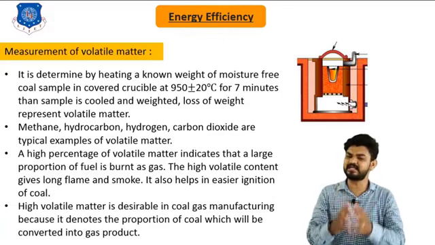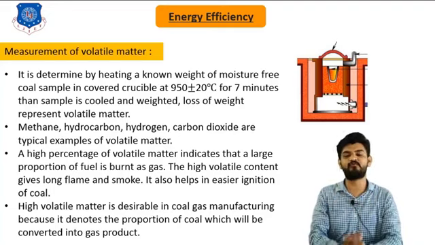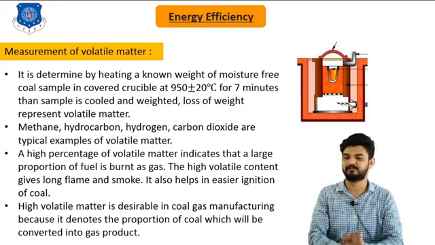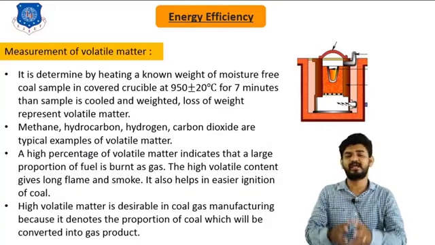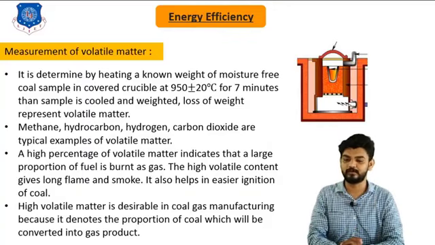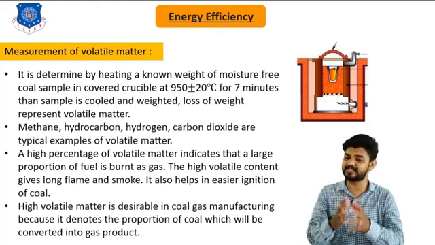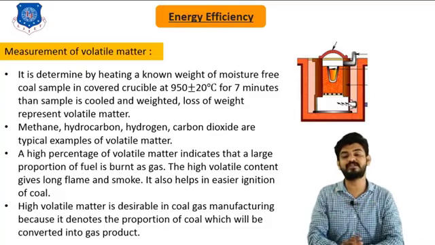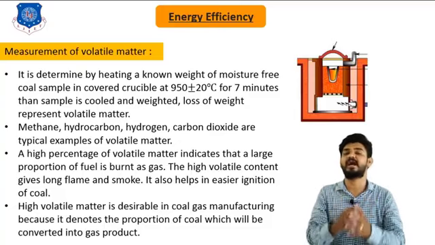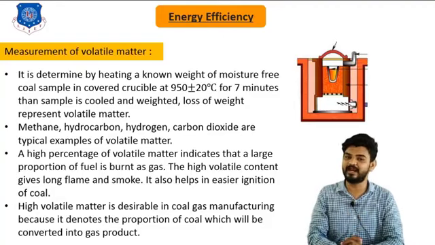A high percentage of volatile matter indicates that a large portion of the fuel is burned as gas. This high volatile content gives a long flame and smoke. It also helps in easier ignition of fuel. High volatile matter is desirable in coal gas manufacturing because it denotes the proportion of coal which will be converted into gas after combustion. So this was all about the measurement of volatile matter.